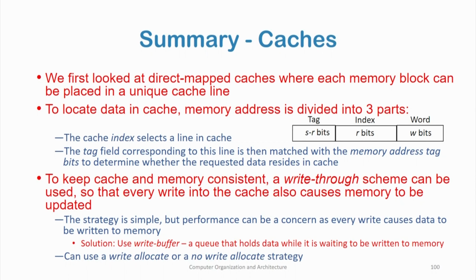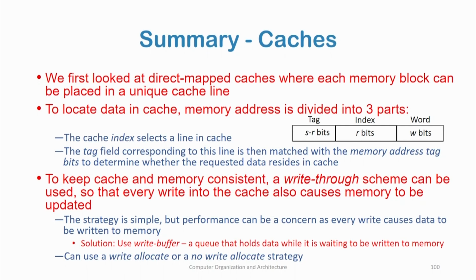When we started talking about caches in particular, we first looked at direct mapped caches, where each memory block can be placed in a unique cache line. While talking of caches, we said that we divide the memory as well as the cache into same sized blocks. The divisions in memory are called blocks, and the divisions in caches are called lines, although the definition is not exactly hard and fast. We often tend to use blocks for caches as well, but in general we say cache lines and memory blocks.